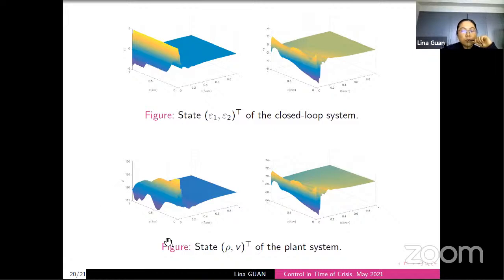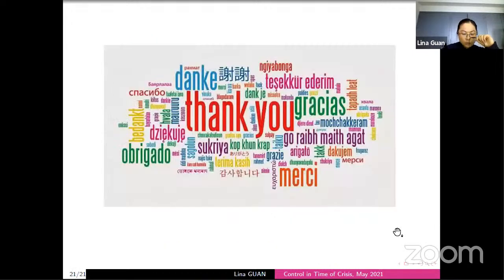And from the third figure, it's a figure about the roadway density and speed. It's the state of the nonlinear system. So from this figure, we can see the observer based output feedback controller for the linearized system can stabilize the nonlinear system in the same way. Thank you.